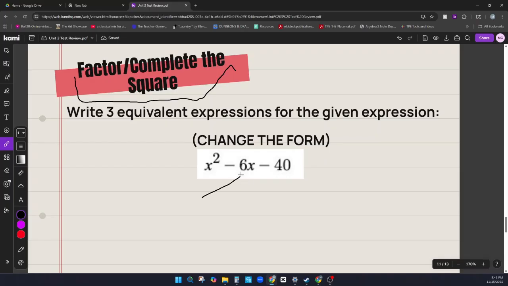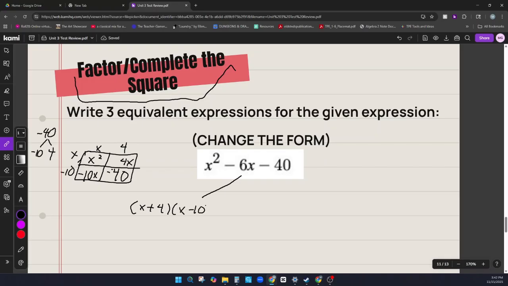So when I factor this, I use my box method, and that is going to give me x squared and negative 40. I need to figure out some combination that multiplies into 40 that adds up to be negative 6. And if you spend some time on this, you should be able to get negative 10 and 4. So this means negative 10x and 4x, giving me x and negative 10, x and 4. And this is going to factor into x plus 4, and then x minus 10.